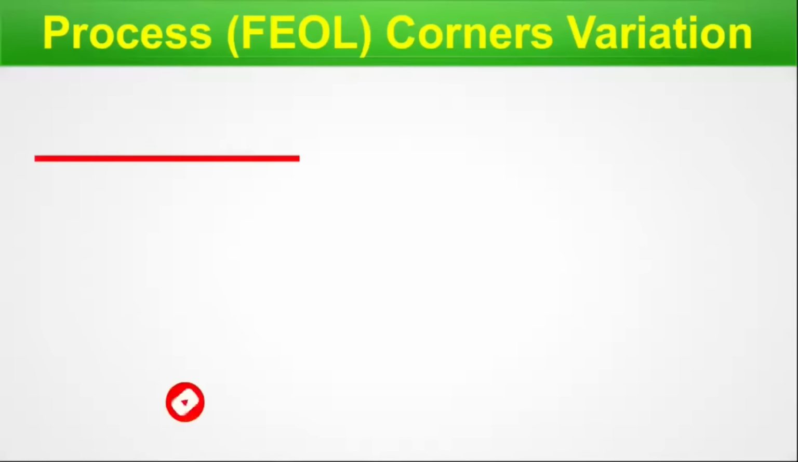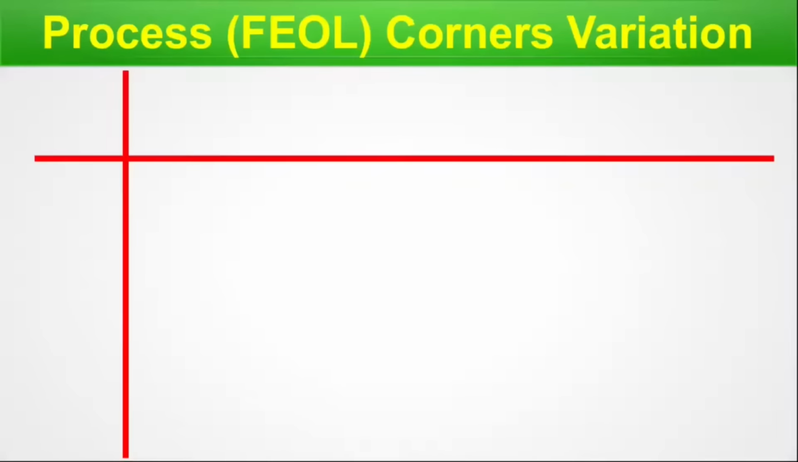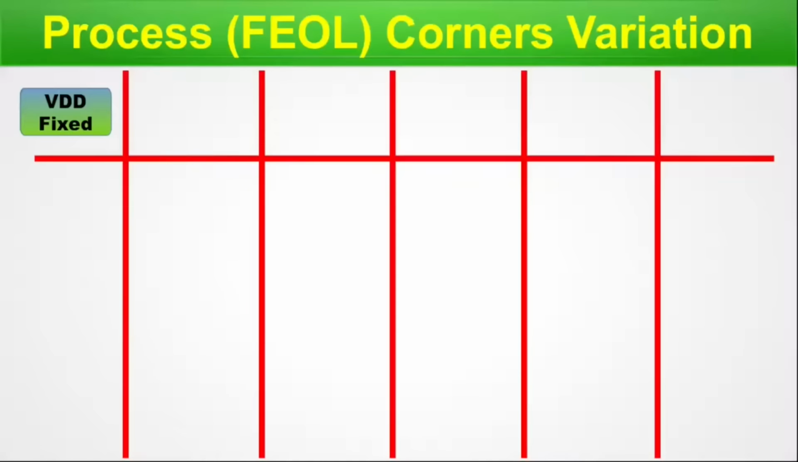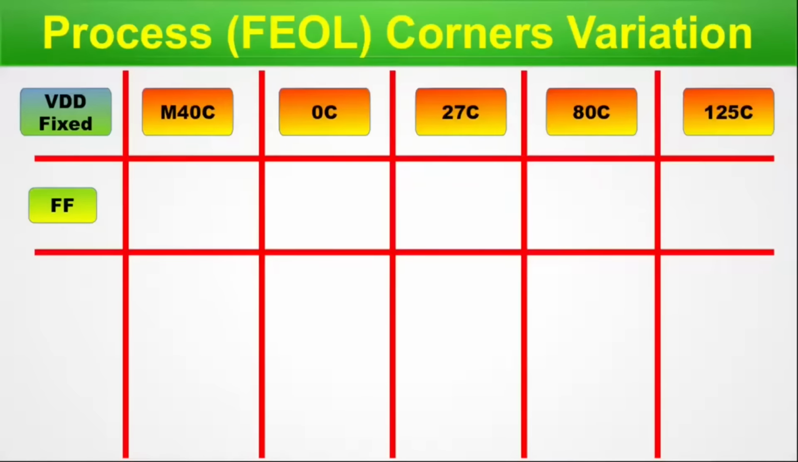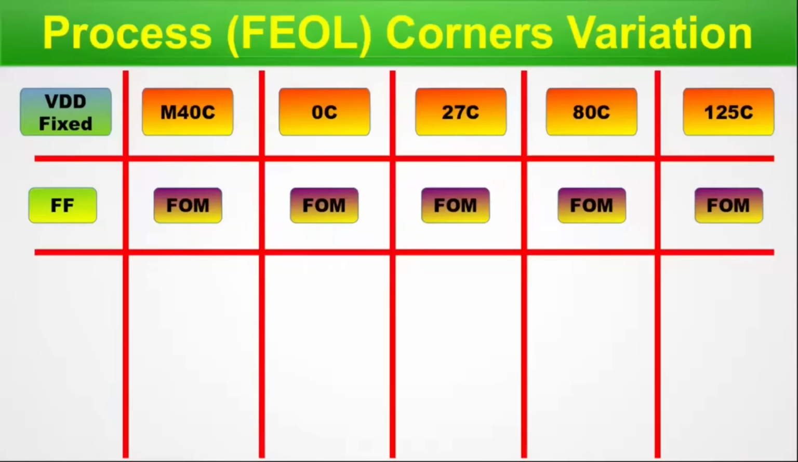Process corner variation. Here we will give a typical prototype of variation in this particular slide. There will be no exact values given here for the figure of merit. However, the structure of this table remains the same for different figures of merit. Without any further delay, let us go through. Here are the columns, and first in this case VDD is fixed, that is the voltage is fixed. Here temperature is -40, then 0, then 27, then 80, then 125. And here we are varying the process, that is FF, and all the figures of merit will be listed in the table. As I have mentioned, we are not mentioning any value.